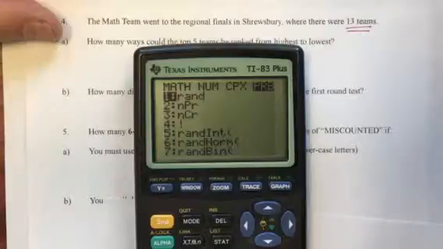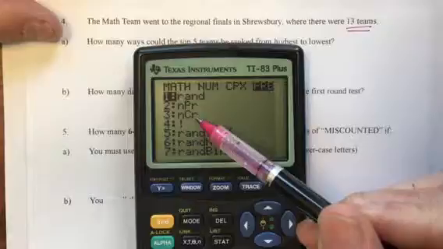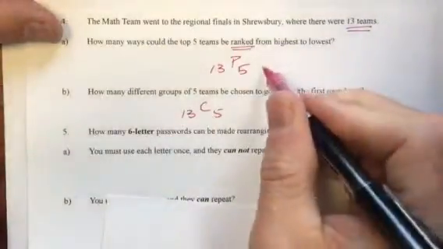So just going quickly here, I would do math, and I go to probability, and then I would do right here 13C5 and then 13P5, all right? So again, I'll let you do that on your calculator to find the answer.